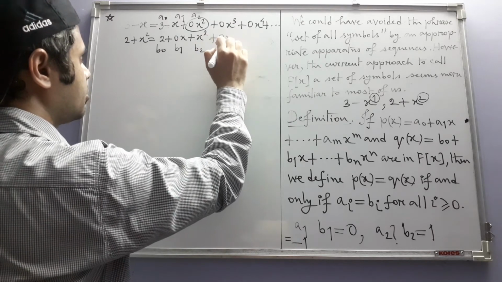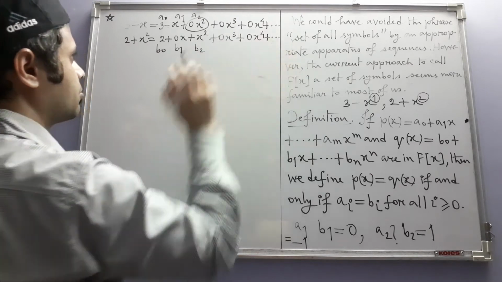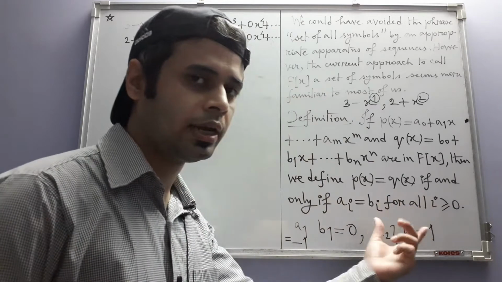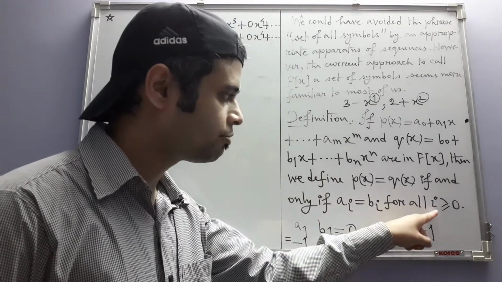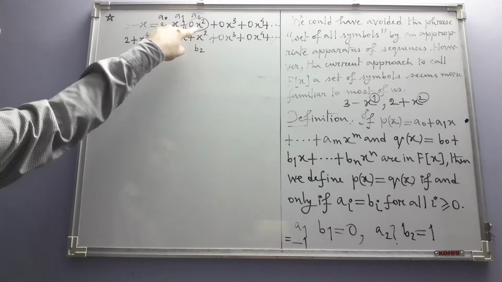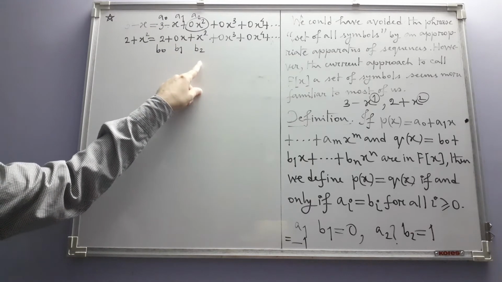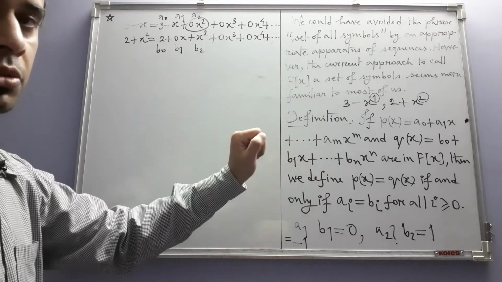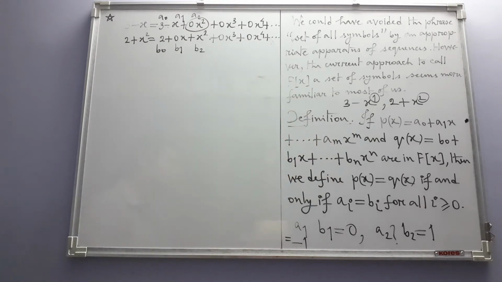Just like that, here also the condition that has been laid out is to be true for all non-negative integers i. Here the condition has failed for i equal to 0, i equal to 1 and i equal to 2. However, for the higher values of i, the condition is true. All the coefficients are equal, in fact all of them are 0.